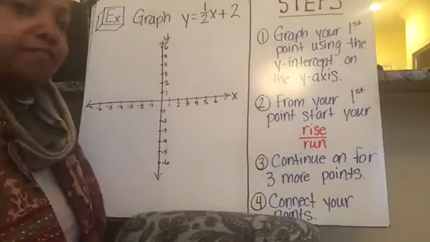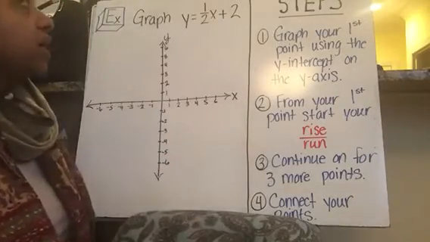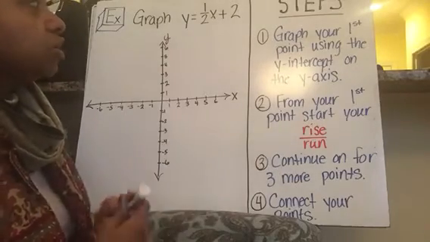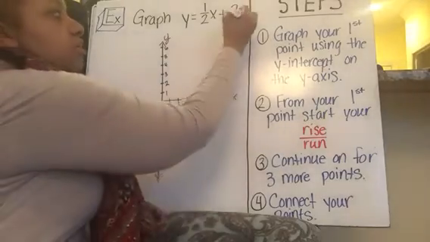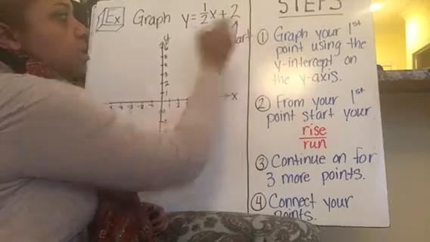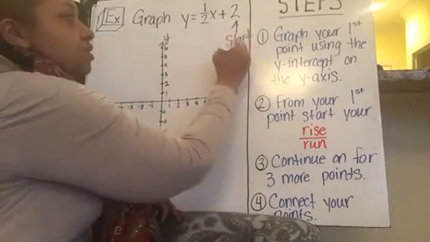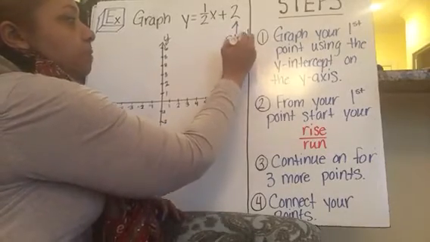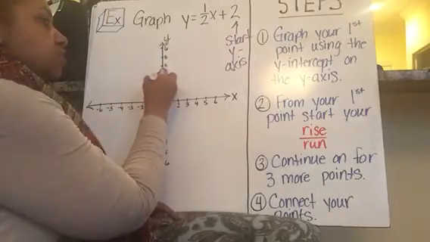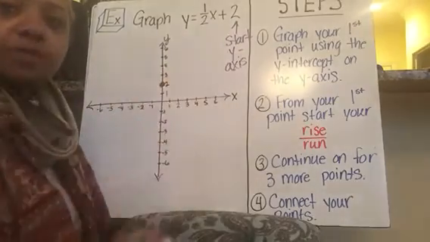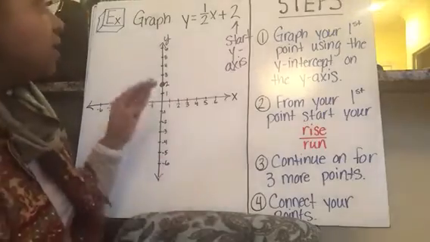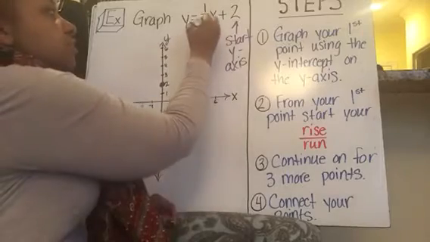Now let's go ahead and graph. So the equation is y equals 1/2 x plus 2. As I said before, you're going to start here with that second number. This is your start on the y-axis. So on the y-axis, we're going to go up to positive 2. And you're going to plot that point. That's your first point. You're done with your first point. Now, this is where the slope comes in.